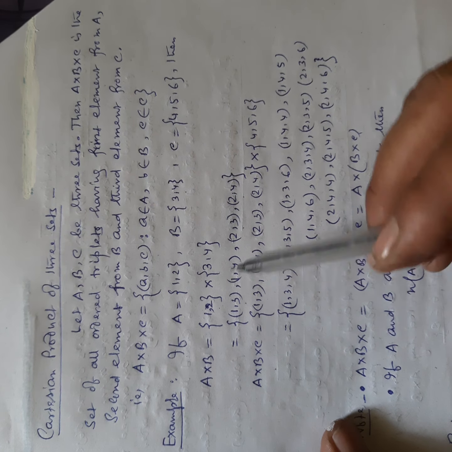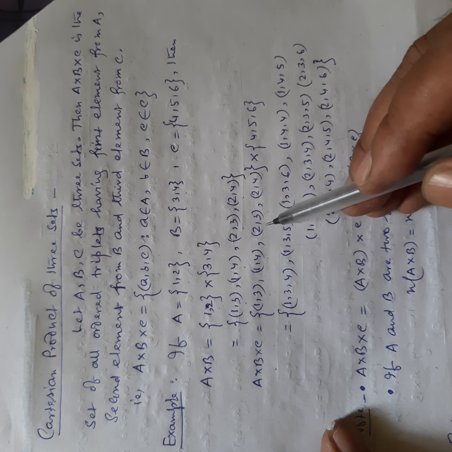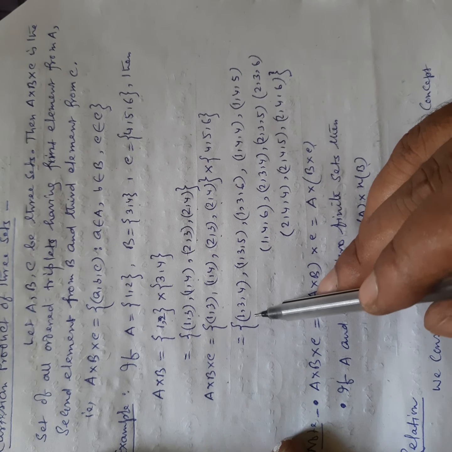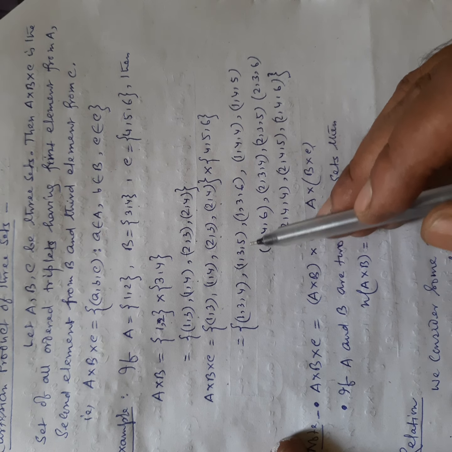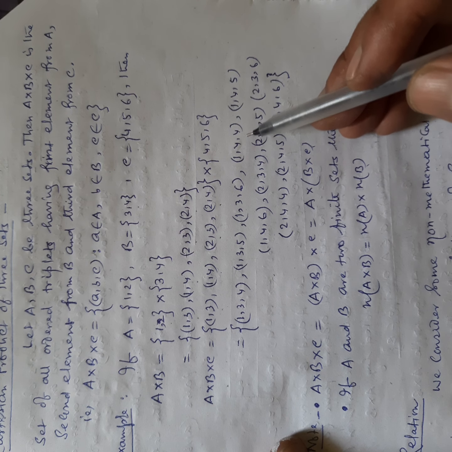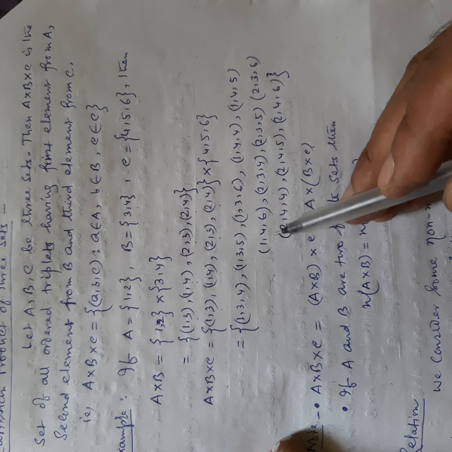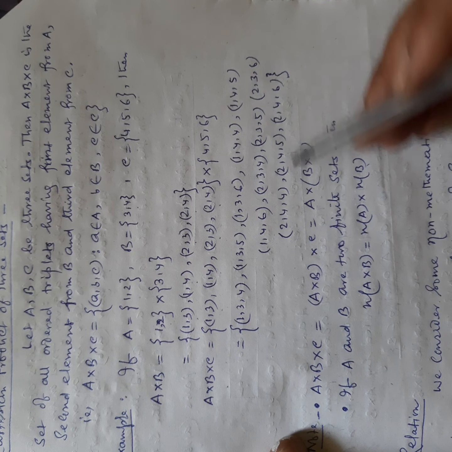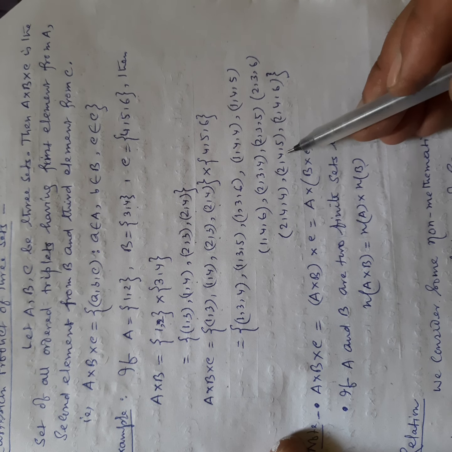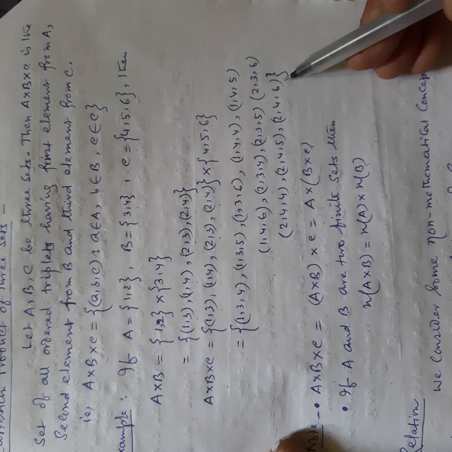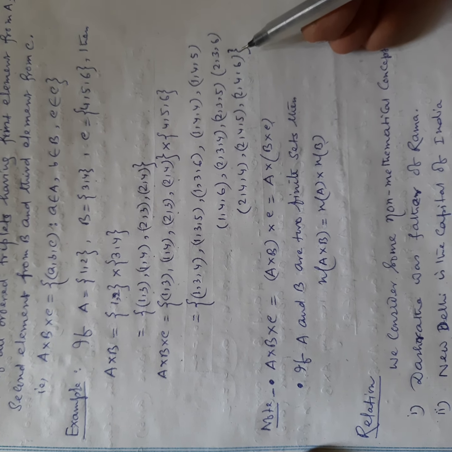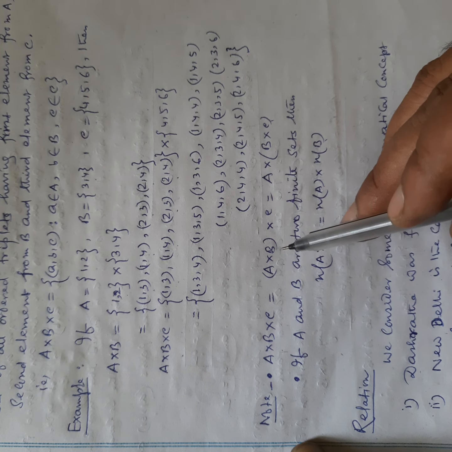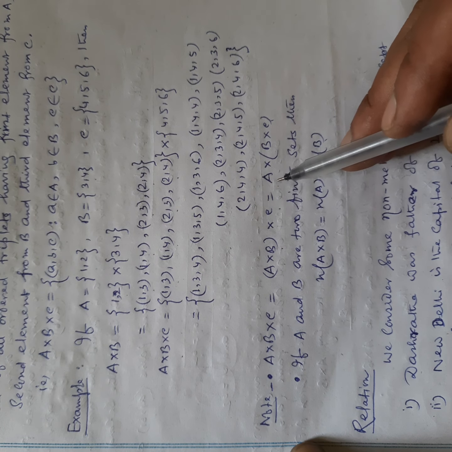Therefore, A cross B cross C equals {(1, 3), (1, 4), (2, 3), (2, 4)} cross {4, 5, 6}, that is equal to {(1, 3, 4), (1, 3, 5), (1, 3, 6), (1, 4, 4), (1, 4, 5), (1, 4, 6), (2, 3, 4), (2, 3, 5), (2, 3, 6), (2, 4, 4), (2, 4, 5), (2, 4, 6)}. Note, (A cross B) cross C is not the same as A cross (B cross C).